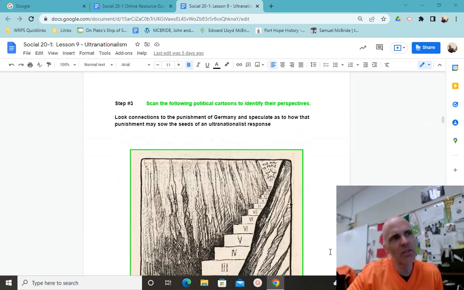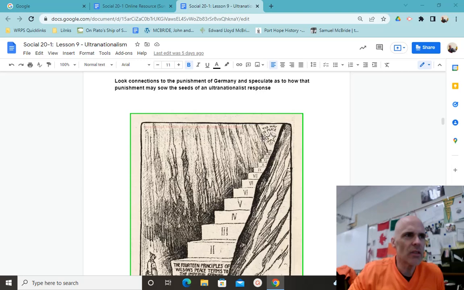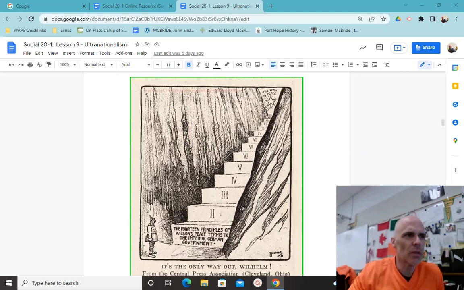We want you to be able to scan sources to identify perspectives with regards to ultranationalism. This says it's the only way out, Wilhelm, with the Central Press Association, Cleveland, Ohio. So the way to peace, and you have Wilson's 14 points. Well, these steps are very difficult to traverse. So the way to peace that has been laid out before the German people, and specifically Kaiser Wilhelm, will not lead to peace.